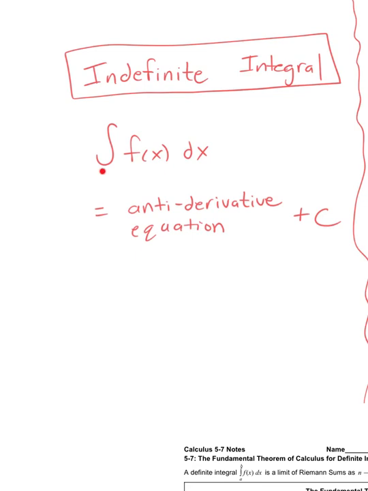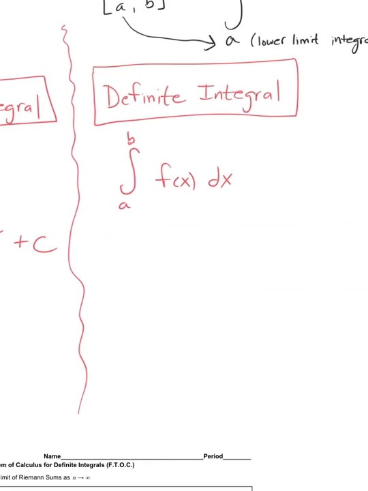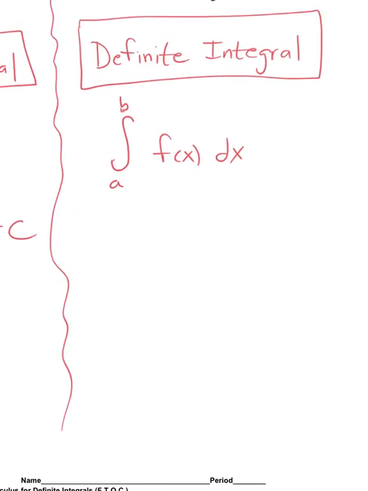You have the elongated s and the dx, that's the notation, and you have the integrand, the function. And the answer to an indefinite integral is just the antiderivative plus c. Your answer is an equation. Now, a definite integral looks like this. You add in your left endpoint A and your right endpoint B. That's the big difference. Now you have a definite area from A to B.